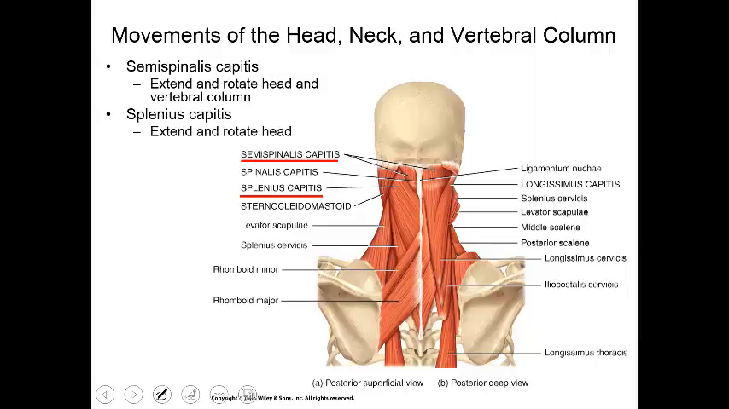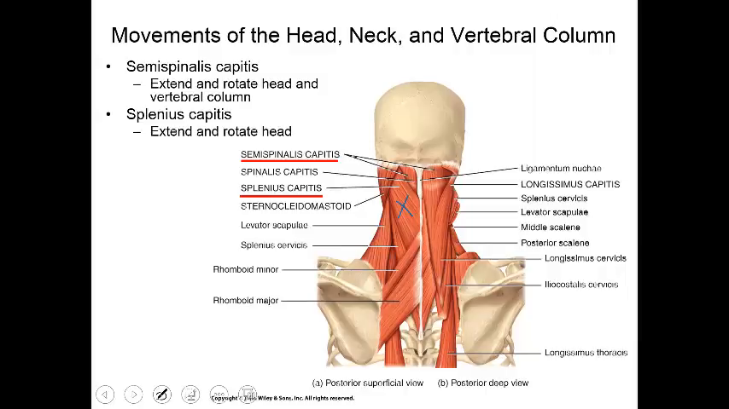So the muscle right here is called the splenius capitis. The splenius capitis kind of looks, if you look on both sides, it kind of comes in like a V towards the nuchal ligament or ligamentum nuchae, which is the line right there in the center. So that is the splenius capitis. It helps you extend and rotate the head.